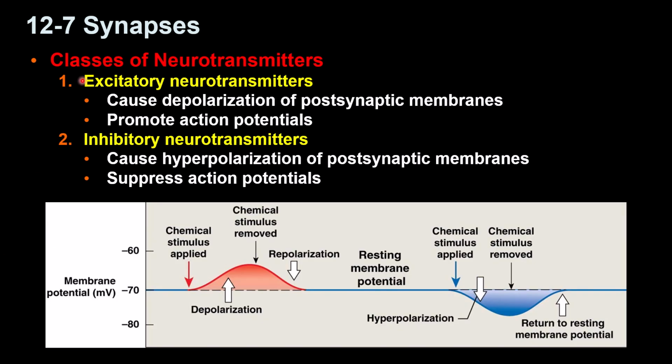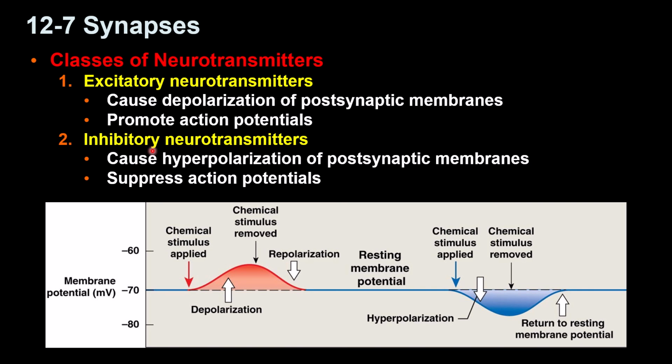So here you have the two types of the neurotransmitter. One is called excitatory. In excitatory, when a stimulus comes here, that will cause depolarization. So that will bring the cell membrane potential closer to the threshold. This is the threshold, closer to that. So that increases the chance of having an action potential.